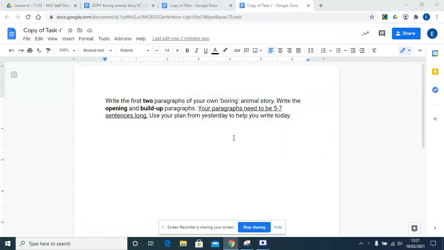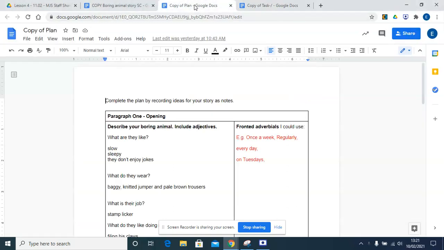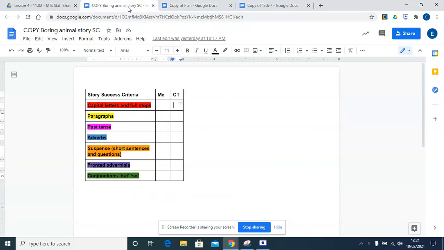Today, you're going to need three documents up to complete your task. So, you're going to need your task document up, you're going to need the copy of your plan that you wrote last lesson, your boring character, and you're going to need your boring character story success criteria up.